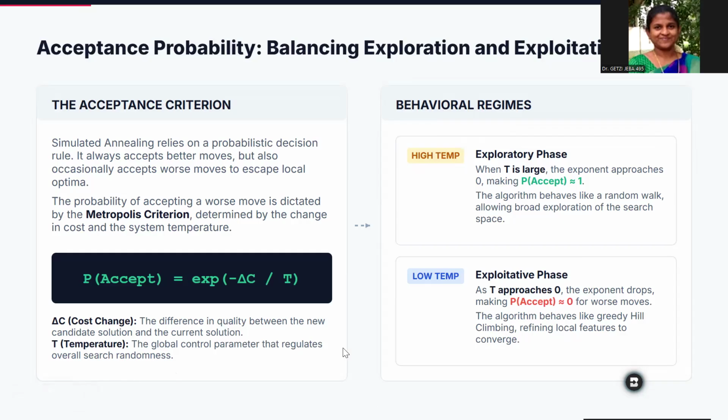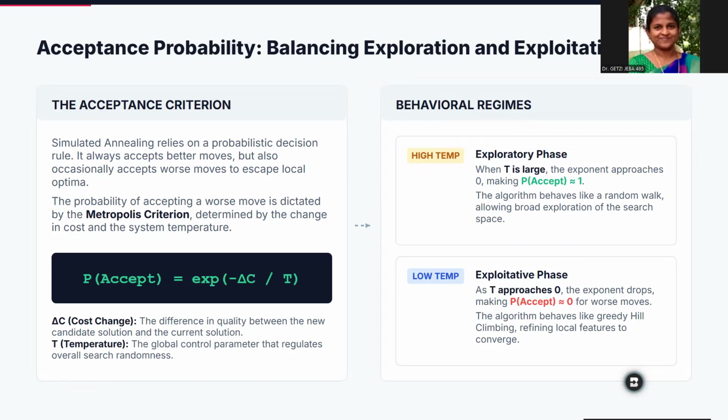Whenever T is high, so when T is large, the exponent approaches zero, making P of accept equal to one. Then it behaves like a random walk, allowing a broad exploration of the search space randomly. Because high temperature always executes a random movement of atoms, similarly in optimization, it randomly searches very rigorously for the best solution.